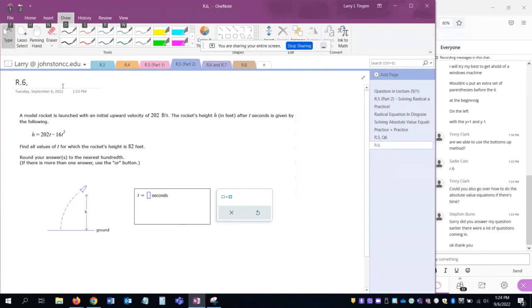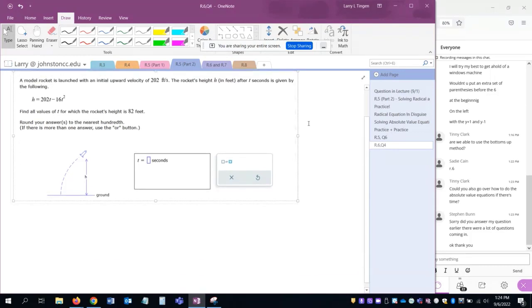R6 question 4. Here's the rocket. It's launched with an initial upward velocity of 202 feet per second. And the rocket's height h in feet after t seconds is given by the following model. The numbers should look familiar here. H is the height off the ground. 202, that's the initial velocity.